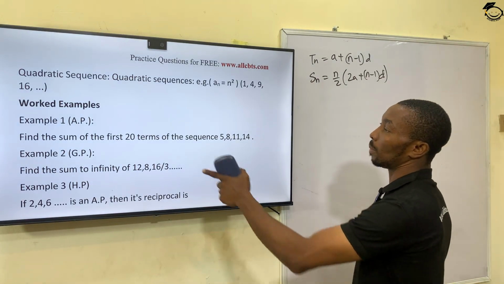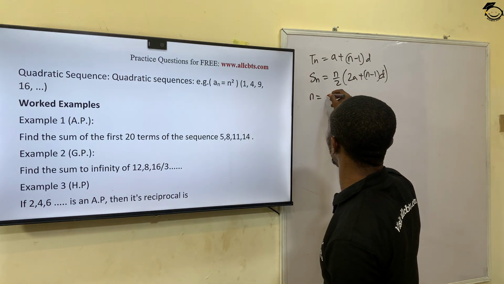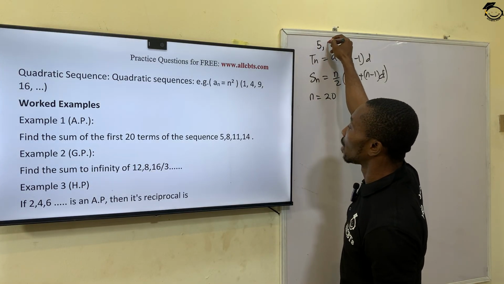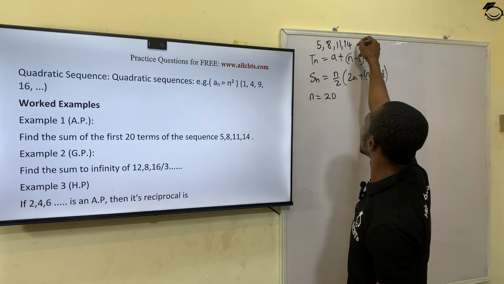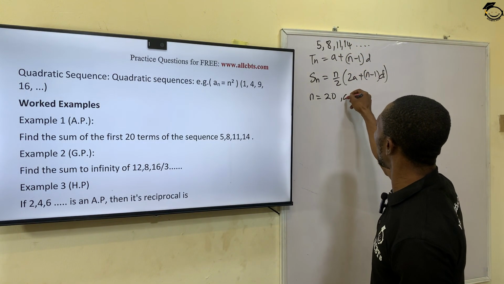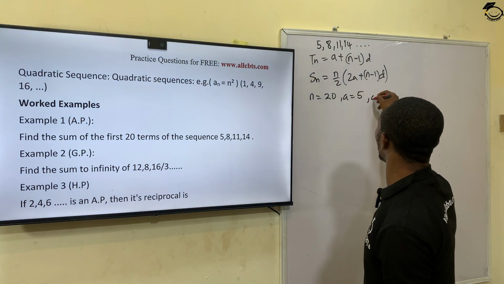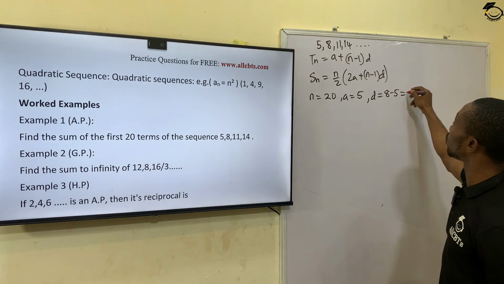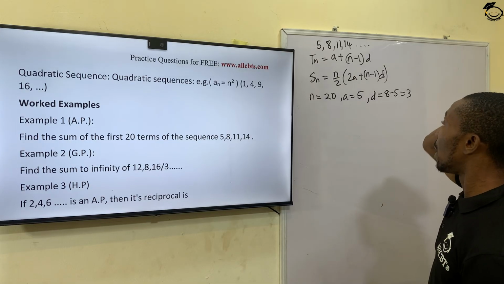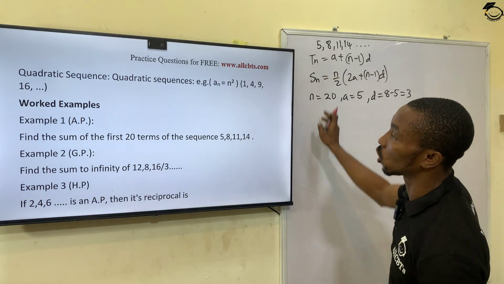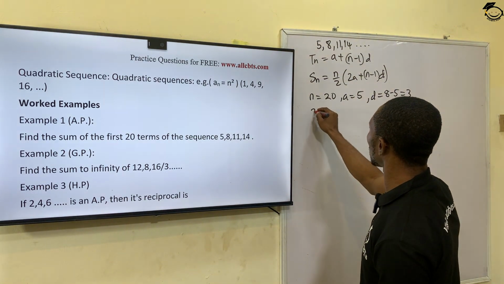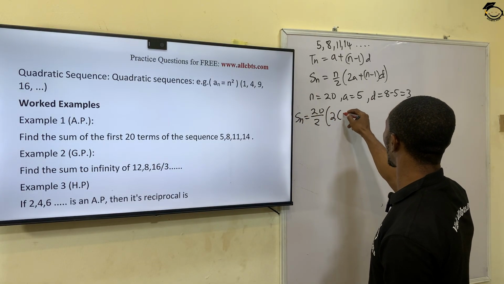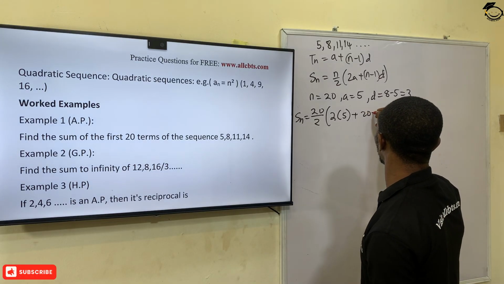Now, since we're looking for the sum of the first 20 terms, our n will be what? 20. And our sequence is 5, 8, 11, 14, and so on. So our first term, a, would be 5. And our common difference, d, will be 8 minus 5, which will give us 3. Now, having our numbers, we can input into this to find the sum of our first 20 terms. This gives us Sn equals 20 over 2 bracket 2 times 5 plus 20 minus 1.